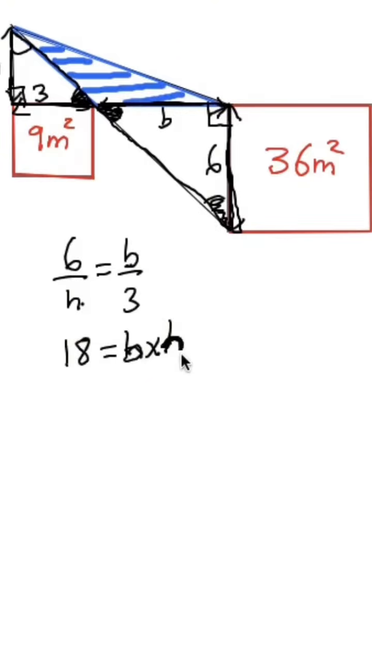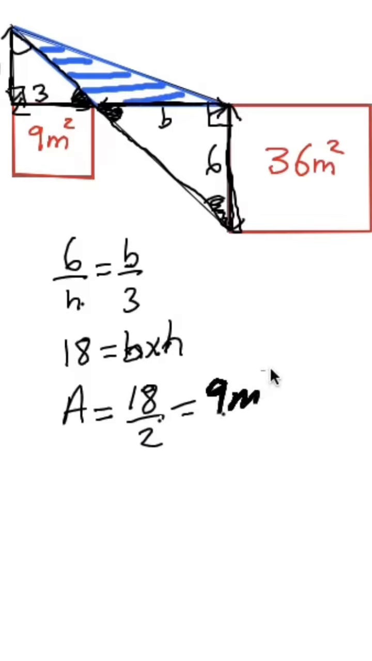b times h, which is amazing because we don't know what b is, what h is, but we know that their product is 18. And that is all we need to calculate the area, because the area is then just equal to 18 divided by 2, and that is equal to 9 meters squared.